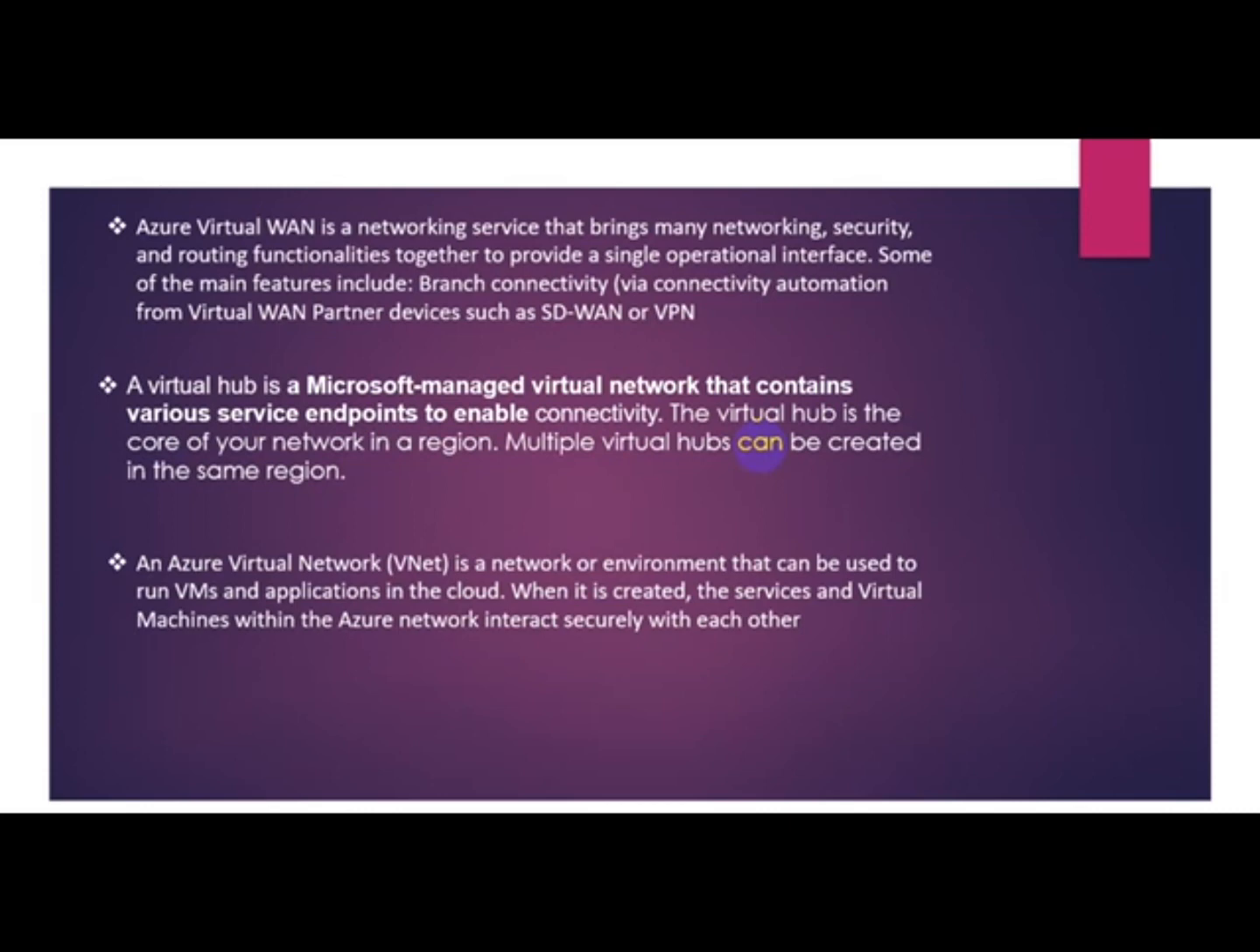And today we have to discuss the Azure Virtual WAN and the Virtual Hub as well as the Virtual Network, VNet. First of all, we have to set up the Virtual WAN. And before setting up the Virtual WAN, we should know what the Virtual WAN is. It is an Azure cloud network native service, a network service that brings many network, security, and routing functionalities together to provide a single operation interface, including branch connectivity, like SD-WAN and VPN.